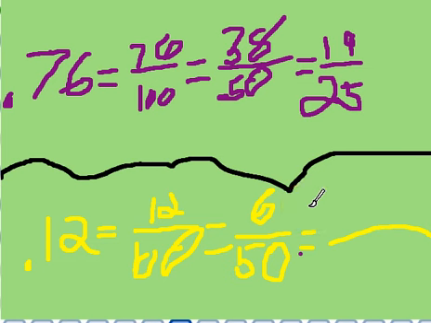Now 6 and 50 both share another number, and that number would be 2. So 6 divided by 2 would be 3. And 50 divided by 2 would be 25. Now, no matter what for this one, you are going to get the same answer. Now, I'm going to show you the other way you could do it. Instead of using 2, you could use 4. Okay, this one doesn't have as many steps, but it still is going to work for you.